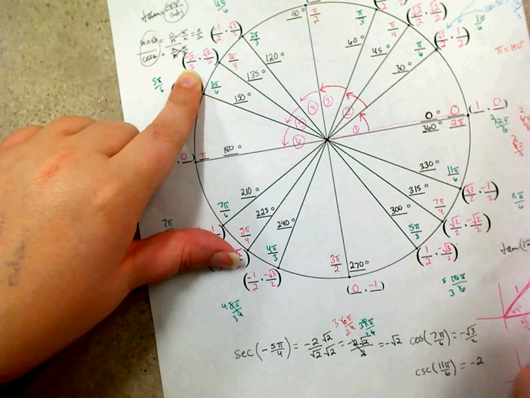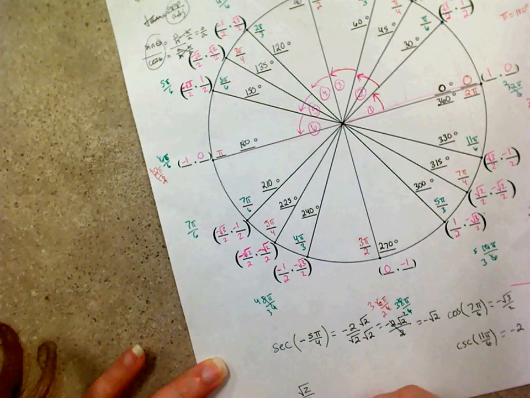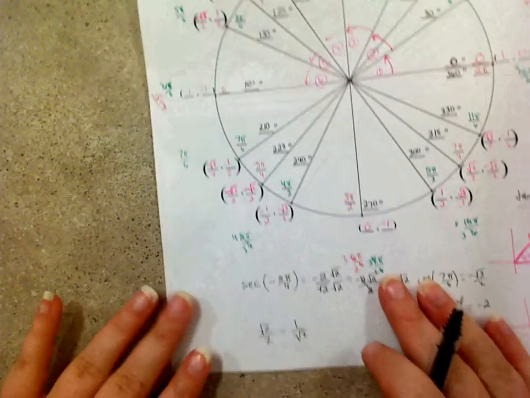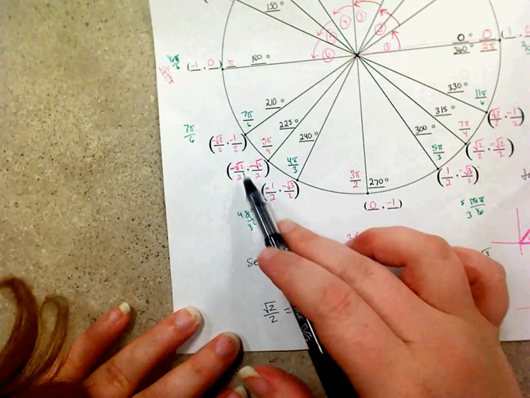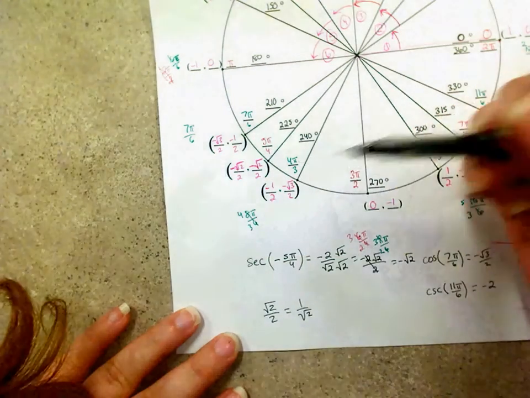That being said, square root of 2 over 2 comes from 1 over the square root of 2. So when I have to flip this, I just think, oh, well, that was 1 over square root of 2, so when I find the reciprocal, it's just square root of 2 over 1. Okay?